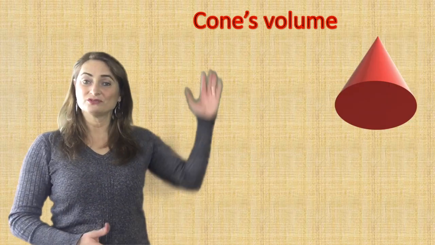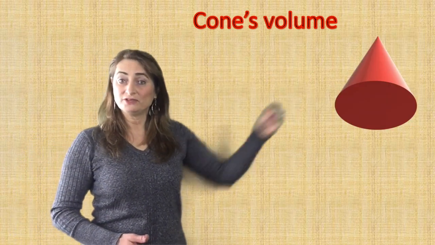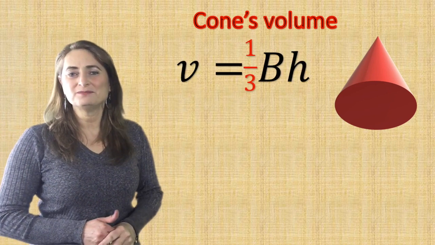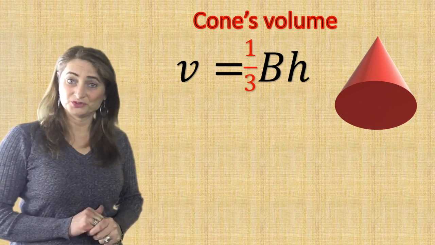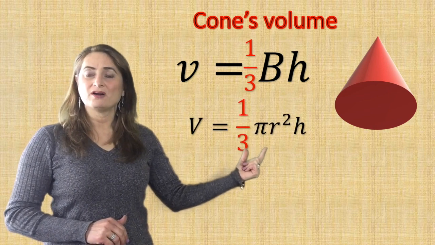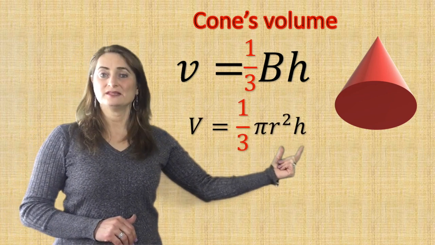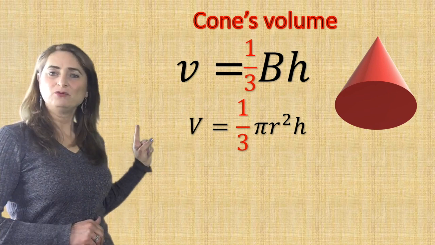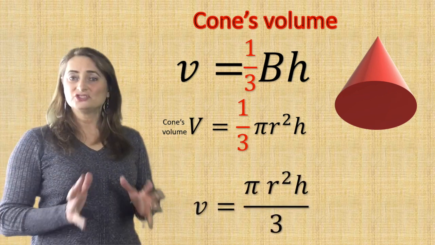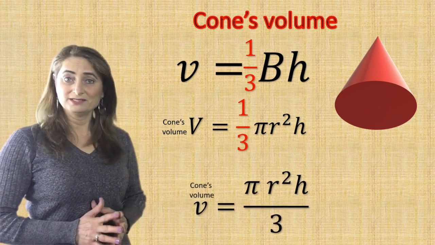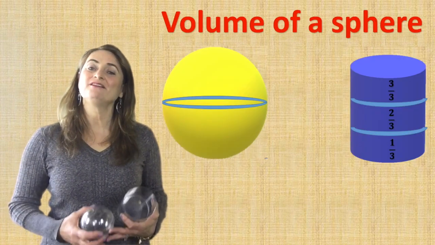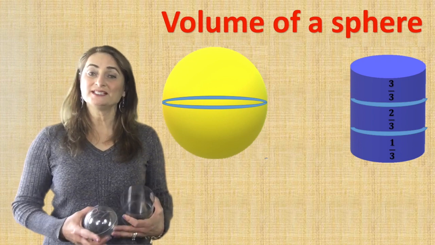Now let's review the cone's volume. The volume of a cone is 1/3 the volume of a cylinder with the same base and same height. So V equals B, the area of the base, which is pi r squared because it's a circle, times the height, but I need 1/3 of that, and that would be the cone's volume. I can rewrite this equation a different way, just to make it easy to find the volume.